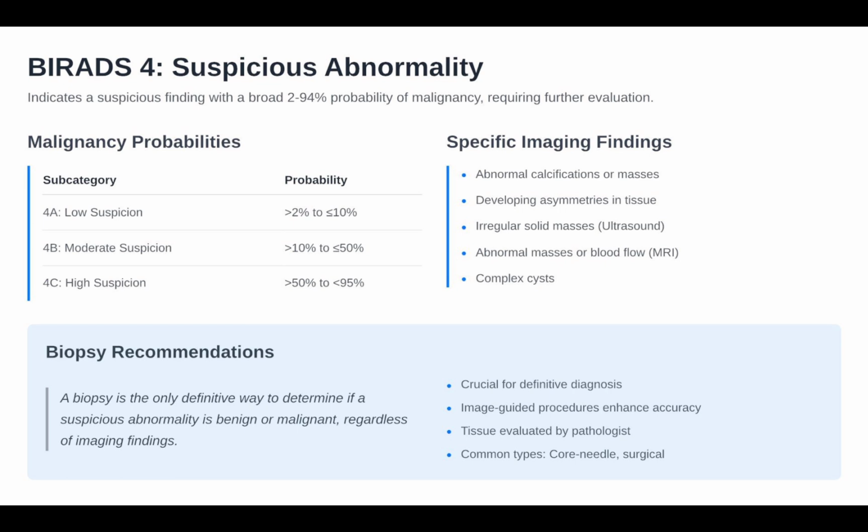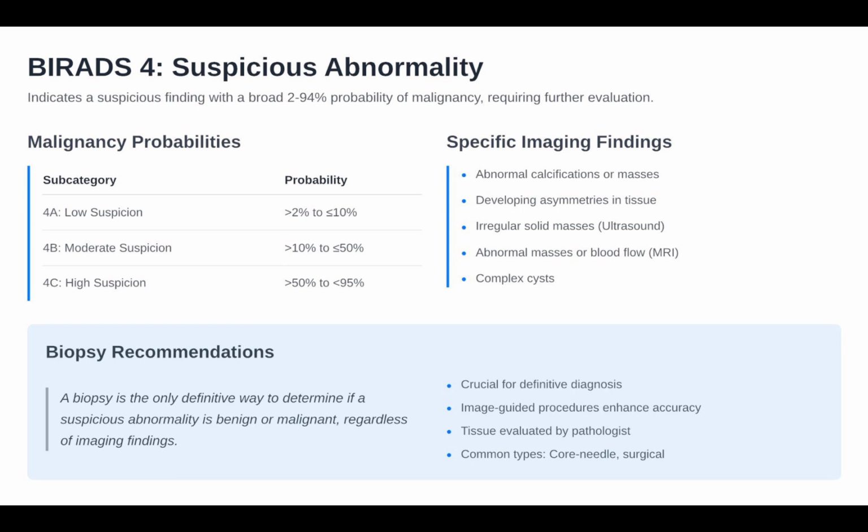4A, low suspicion. This subcategory carries a 2 to 10% probability of malignancy. Findings here are concerning but not classic for cancer. Examples might include a partially circumscribed solid mass that's probably benign but not definitely so, or a cluster of amorphous calcifications that aren't clearly benign.